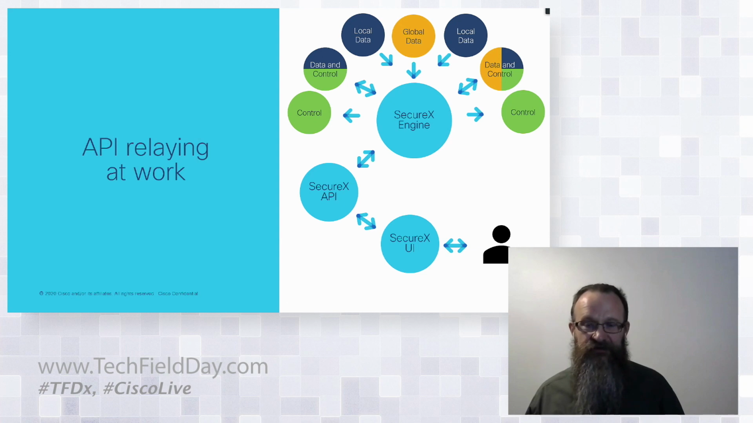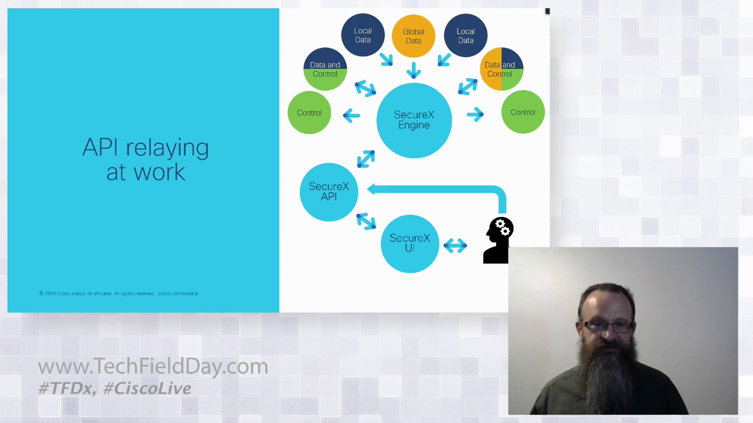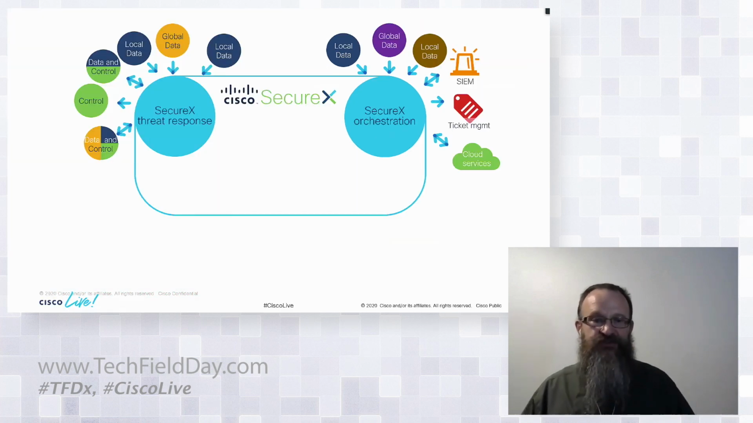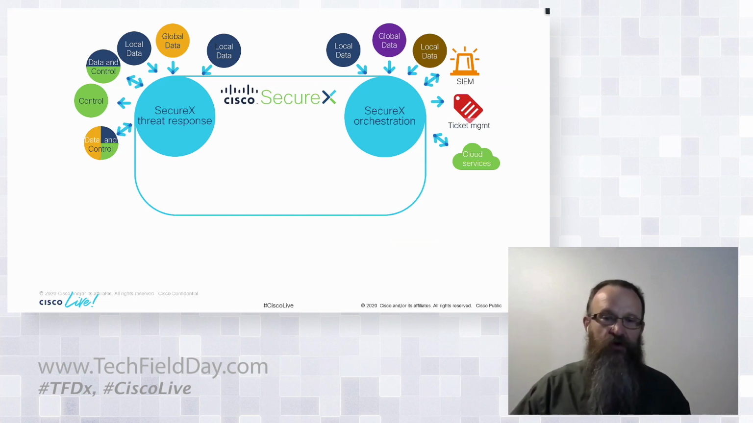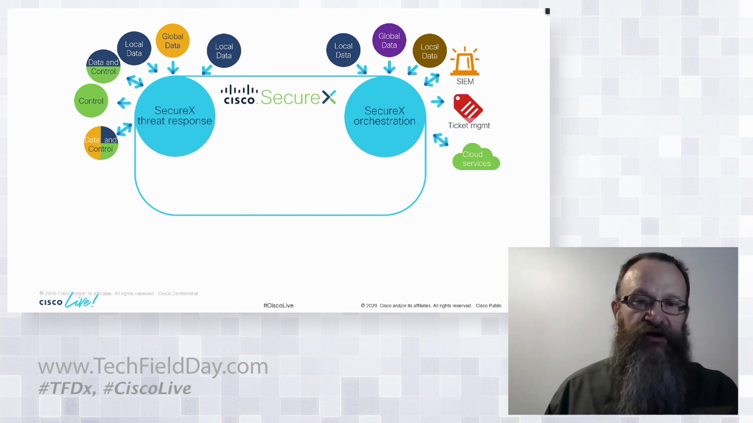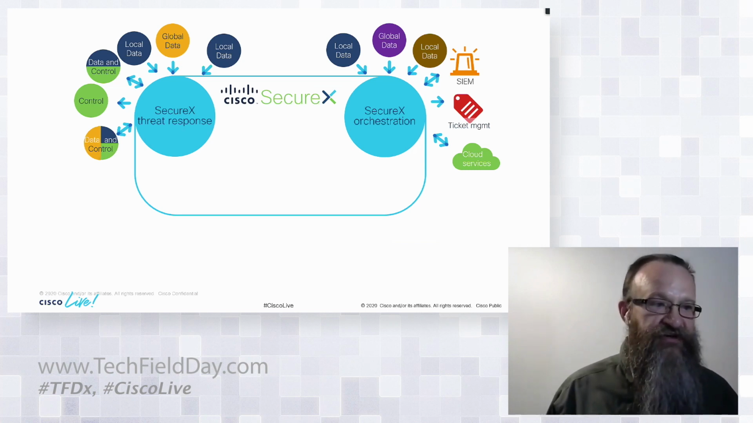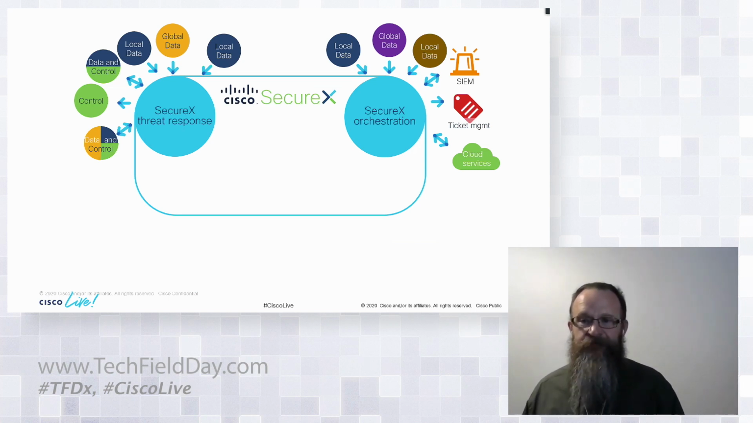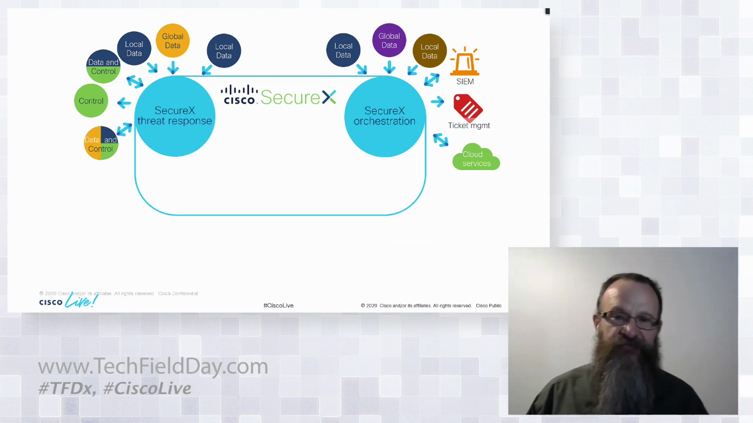And then you use that. But wait, why don't you just skip the UI and use the API? You can also do that. Okay, and in fact, because we've got these two halves of the solution, threat response and orchestration, each of them are talking to their integrated devices via slightly different mechanisms. So here's a diagram showing the threat response half and the orchestration half.